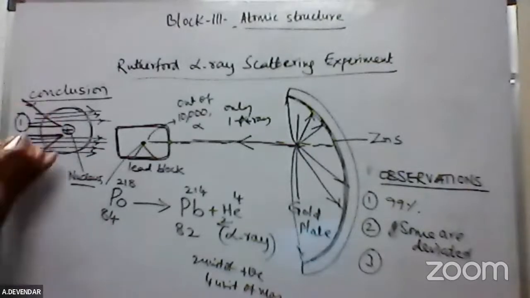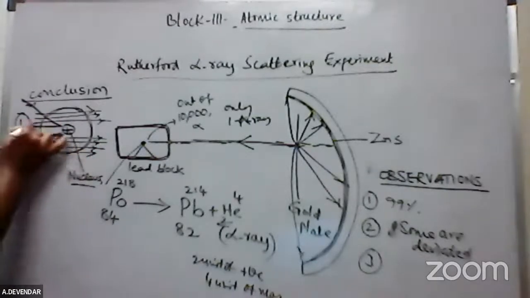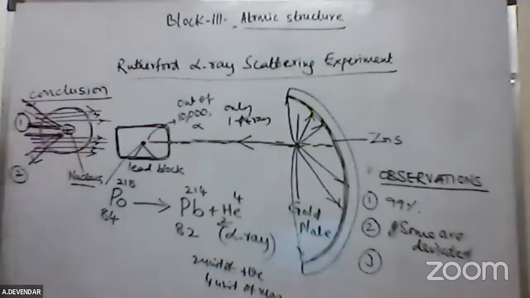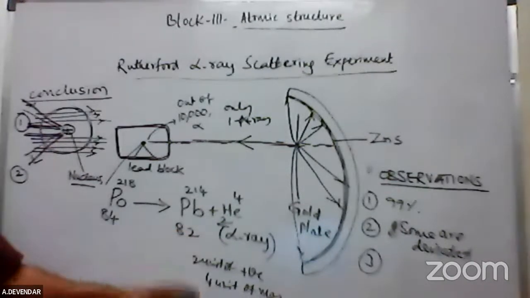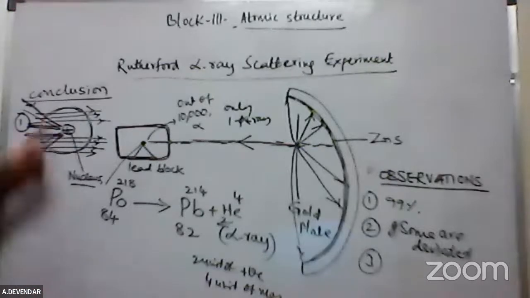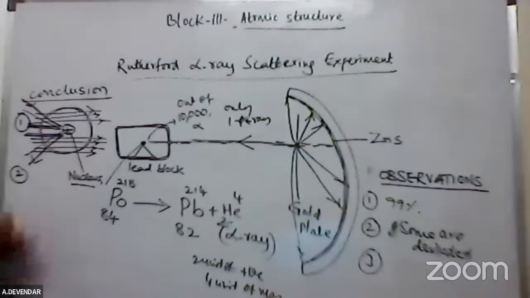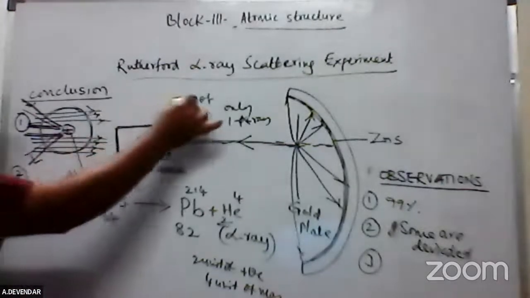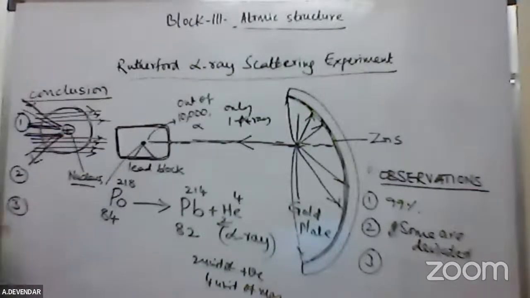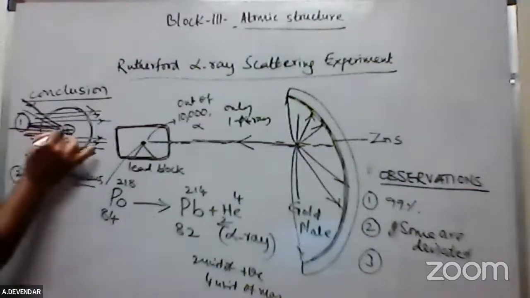Some are deviated. Only some are deviated like this. Not all. Only a few alpha rays are deviated because at the center a positive charge is there. Our alpha particle is also carrying 2 units of positive charge. That's why it is deviated. Third point: 1 out of 10,000 are coming back, which means at the center, one particle is going.